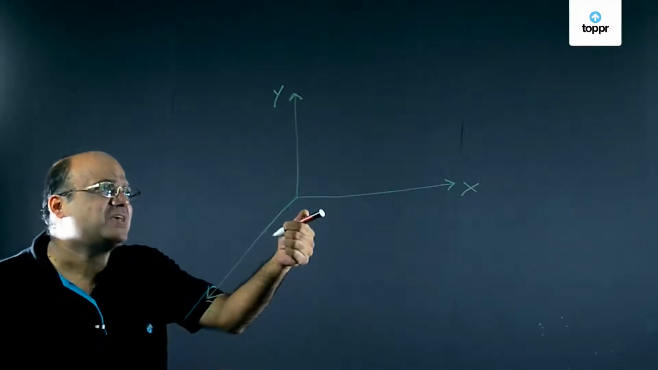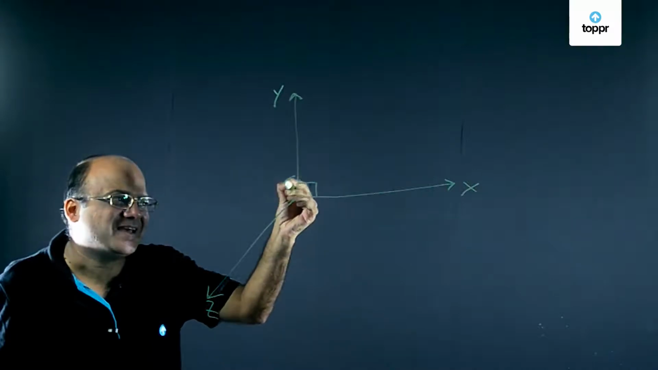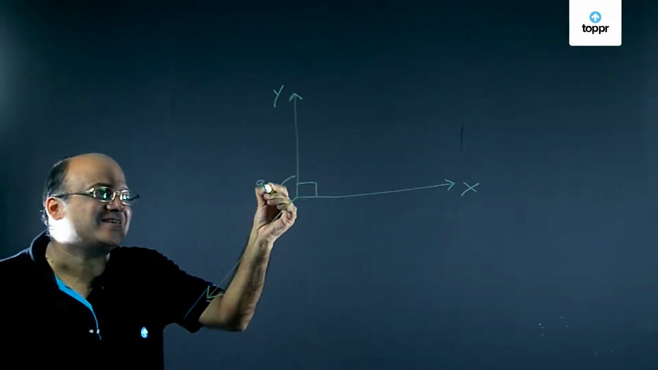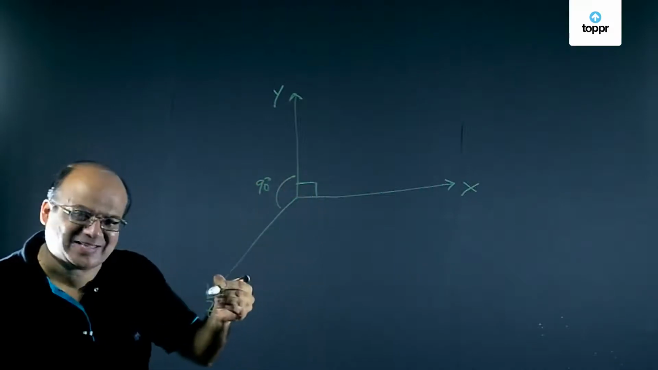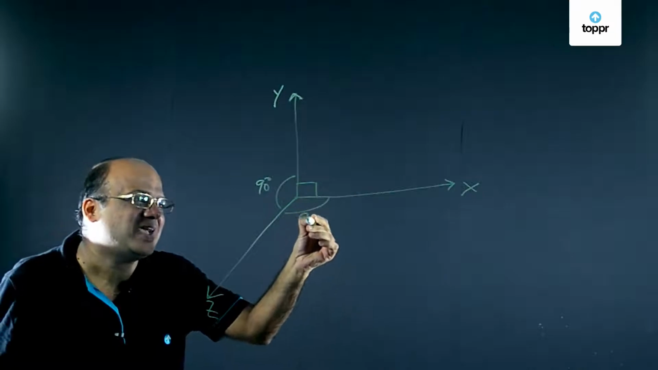The angle between this x and y axis is 90 degrees. What is this angle? No, not 120. It is again 90 degrees. Z axis is like that, not like this. And what is this angle? This is also 90 degrees.